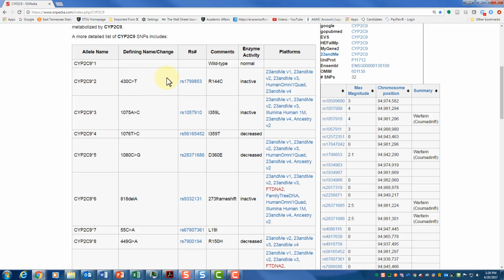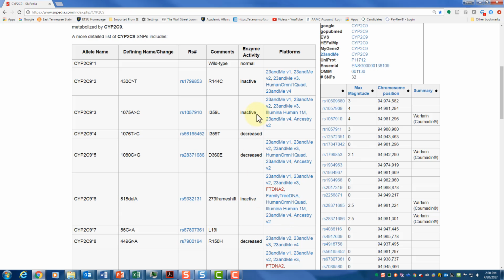Star 2 has a mutation at base number 430 from a C to a T, and this is the SNP number RS1799853. That results in a single amino acid change from an arginine at 144 to a cysteine at the same position, and results in an inactive enzyme. We also consider the star 3, which is an inactive enzyme. The star 5 is a decreased activity, and the star 6 is an inactive enzyme.